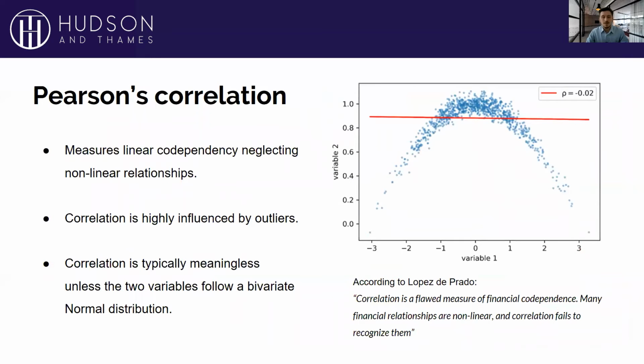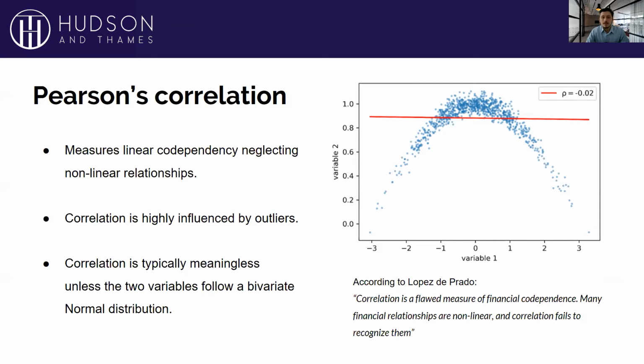First, Pearson correlation is a widely used measure for measuring codependency between elements. However, it has its caveats that are widely known. First one being that it measures only linear dependence between elements and neglects the nonlinear relationships. In this basic example on the graph here, you can see that although variable 1 and 2 are dependent nonlinearly, the Pearson's correlation fails to grasp this codependence.